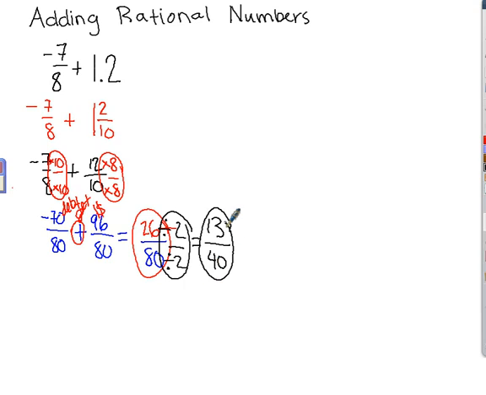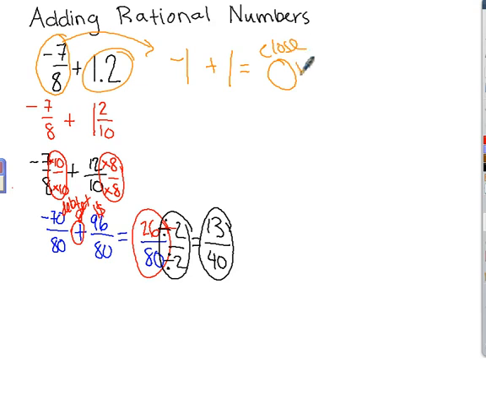To check and see if that seems like a reasonable answer, you want to go back and look and say, well, negative 7/8, that's about negative 1. And 1.2, that's about 1. Negative 1 plus 1 is 0. So my answer needs to be close to 0. Then I look and say, is 13/40 close to 0? Yes, so that seems like a reasonable answer.